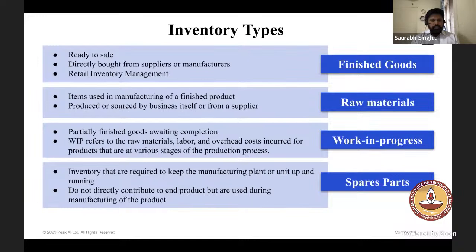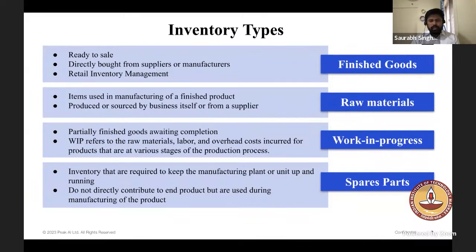What are raw materials? Raw materials are those inventories which are used in manufacturing of a finished good or a finished product. This is produced or sourced by the business itself or from other suppliers which provide the raw material required to produce a finished good. Okay. And work in progress inventory is partially finished goods awaiting completion. This also refers to the raw material, the labor, and the overhead cost incurred for products that are at various stages of the production process.